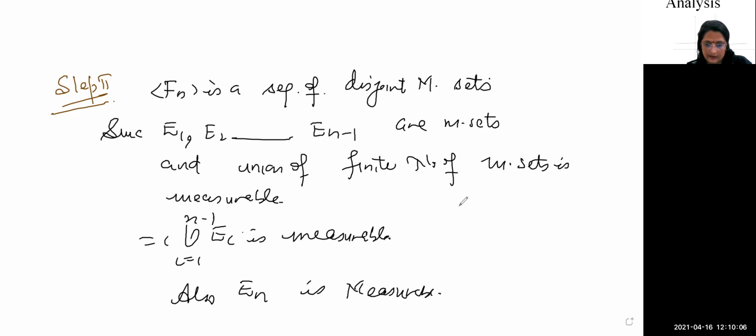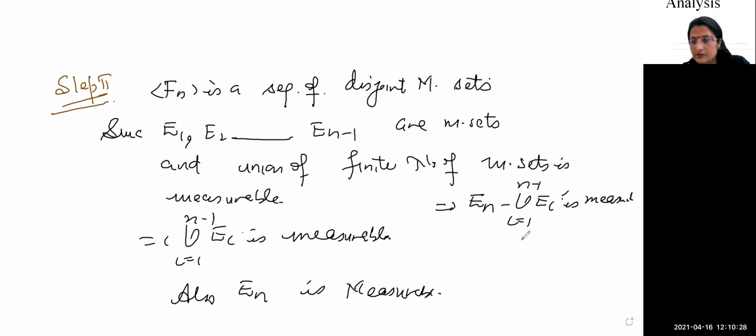Right? इसका मतलब, if E1 and E2 are two measurable sets, then E1 minus E2 is also a measurable set. It implies En minus union I running from 1 to n minus 1 EI is measurable. The reason is the difference between two measurable sets is measurable. And how is it defined? It is defined as Fn. So Fn is a measurable set for all n.